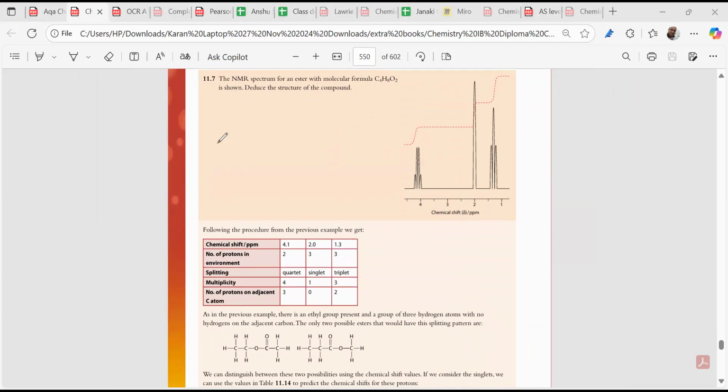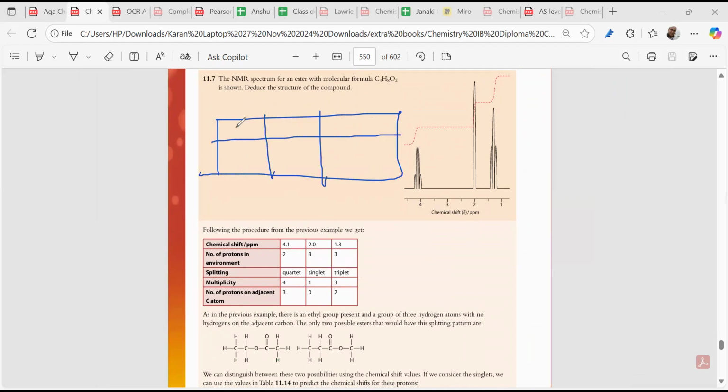Tell me. We can write down like this: this is 4.1, this is 2, this is 1.3. Understood? And what's the ratio coming? If you see, the ratio is 2 is to 3 is to 3, right? Same thing, 1 is to 1.5 is to 1.5. So multiply by 2, we get 2 is to 3 is to 3, right?